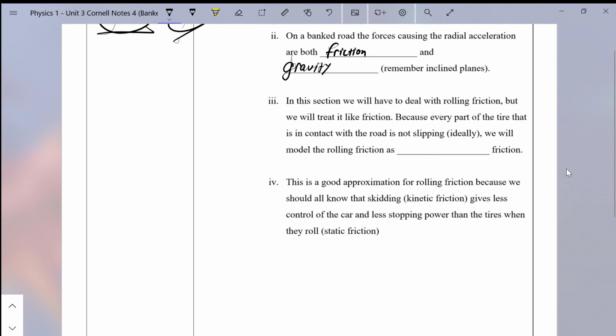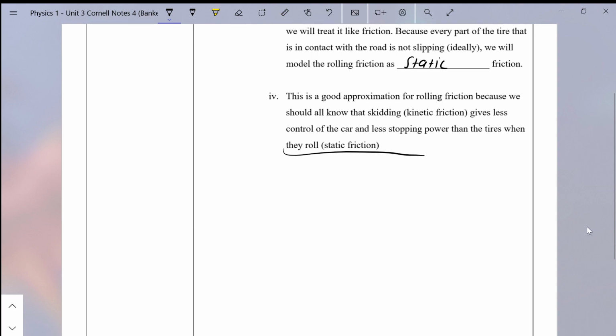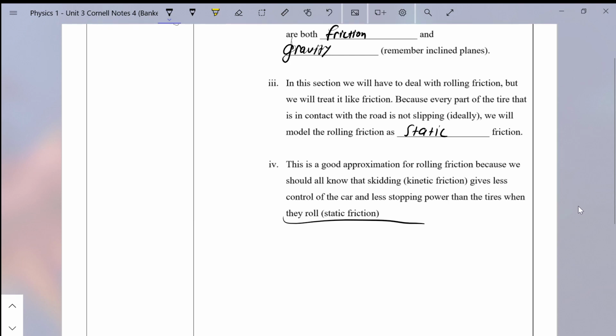We will model the rolling friction as a static friction, because at any point, the portion of the tire that is in contact with the surface is resting on that surface and not sliding back and forth. Sliding back and forth is kinetic friction, but that's not what rolling friction does. In fact, rolling friction is closer to static friction, and if you were to slam on your brakes and skid, that's closer to kinetic friction.